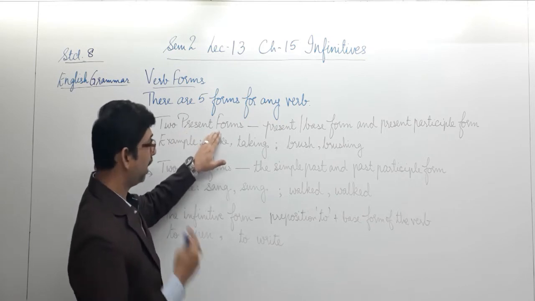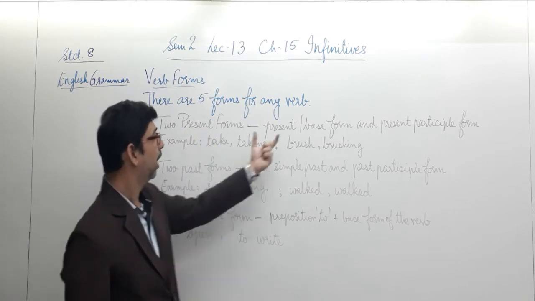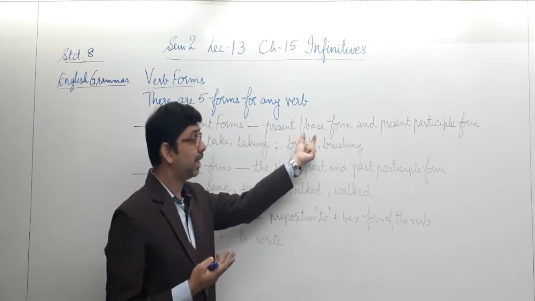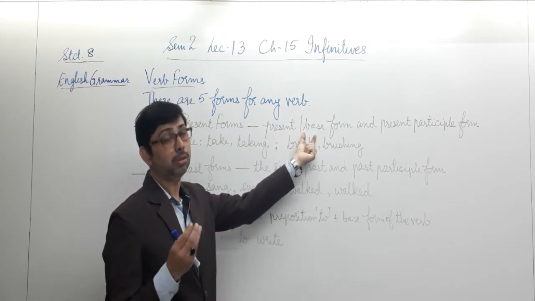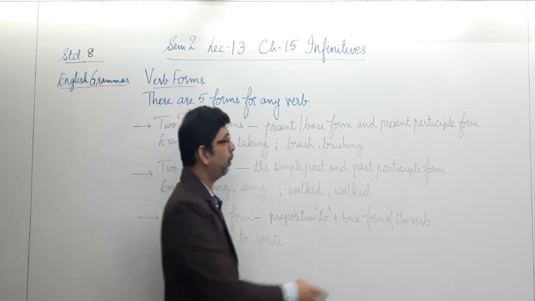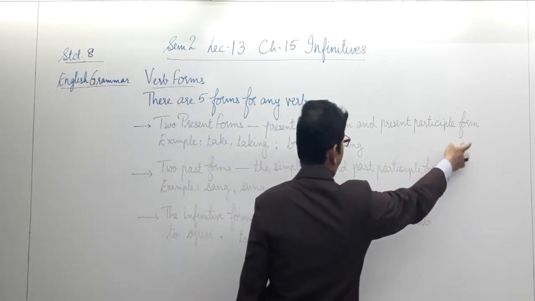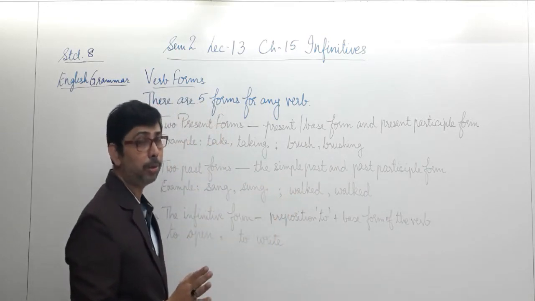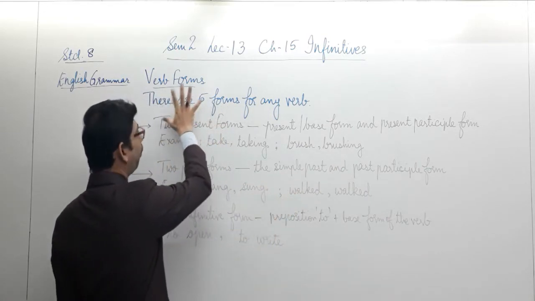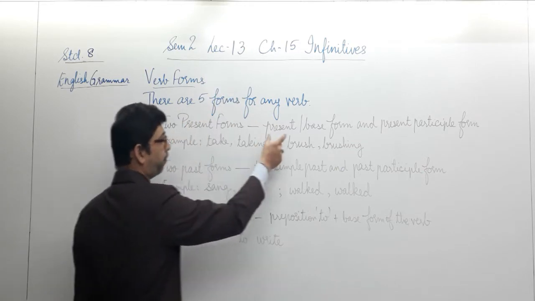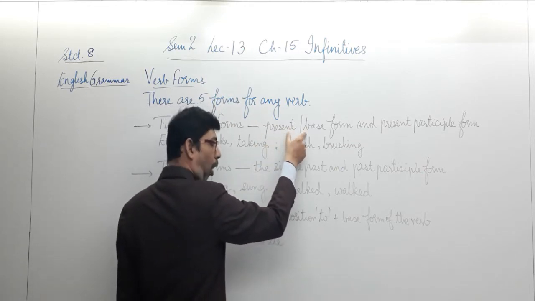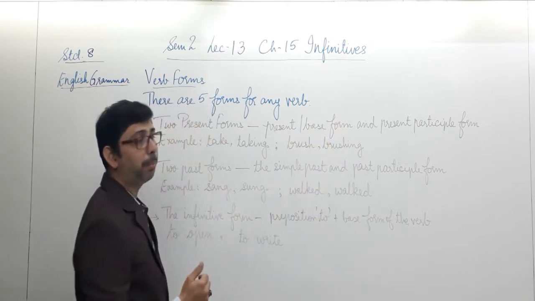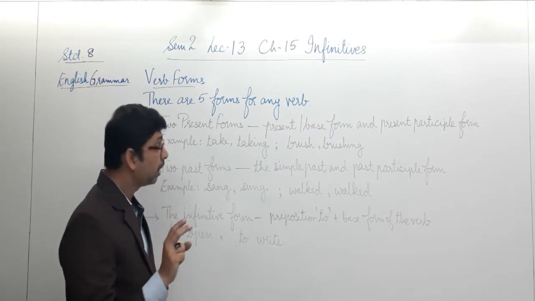2 present forms. When I say 2 present forms, it has the present, or I say simple present form, or in other words, the base form of the verb. And in addition to that, we have the present participle form. So I am quite sure that you are well versed about these 2 forms. So out of the 5 forms, 2 present forms: the present, or I can say base form of the verb, and second is the present participle form. So in this way we have 2 present forms.